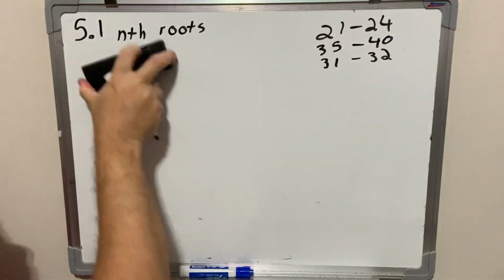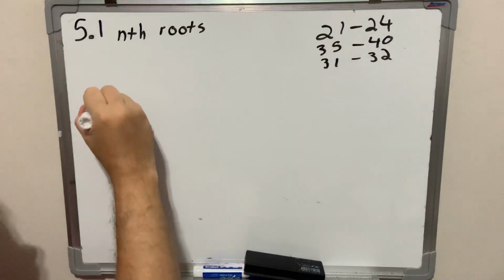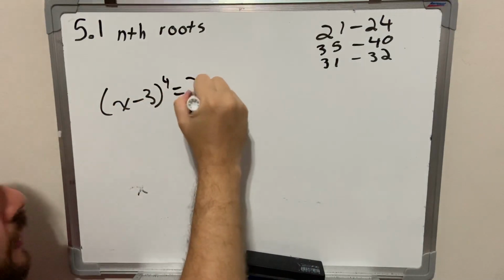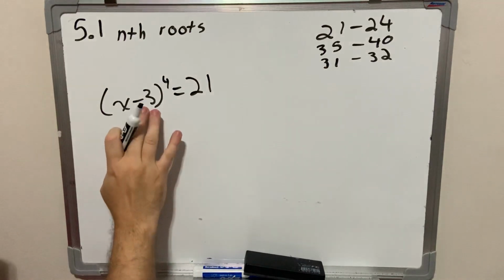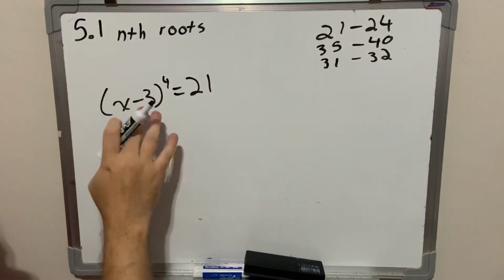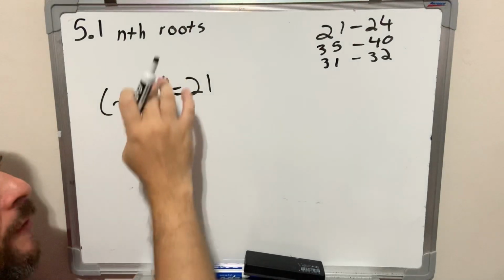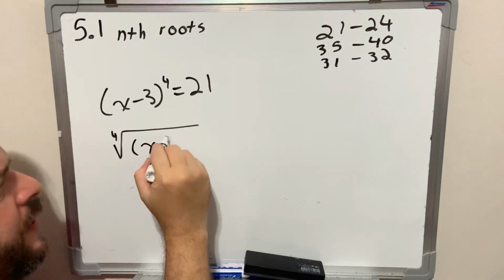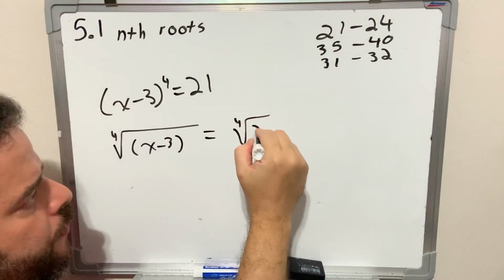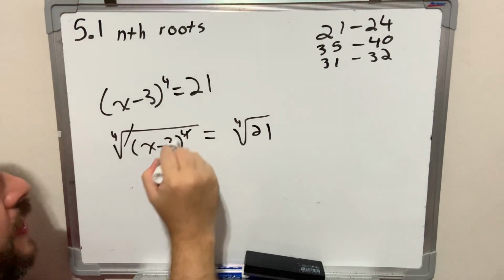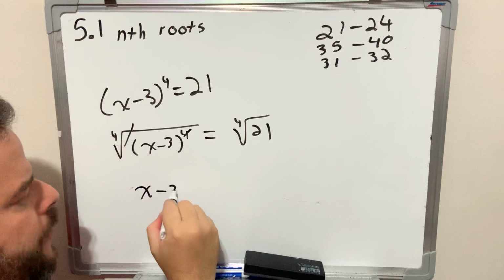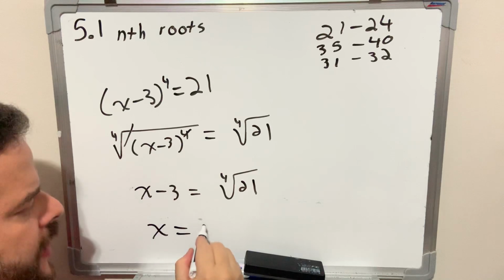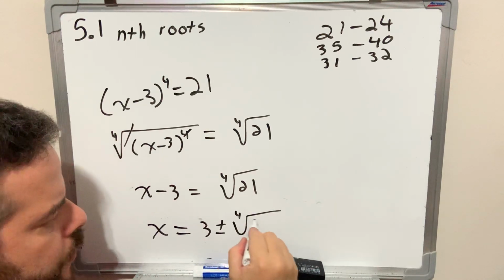Let's look at the other example. Example B. In example B, we have (x minus 3) to the 4th power equals 21. Again, since I cannot take this negative 3 out because it's inside the term with the 4th power, I'm going to do the 4th root. x minus 3 equals the 4th root of 21. This cancels this. I'm left with x minus 3 equals plus or minus the 4th root of 21. Send the 3 to the right, and I have x equals 3 plus or minus the 4th root of 21.